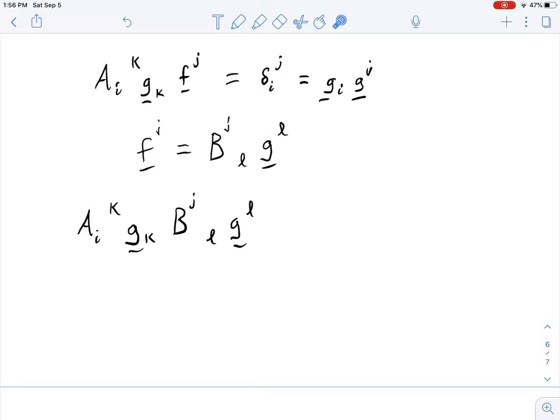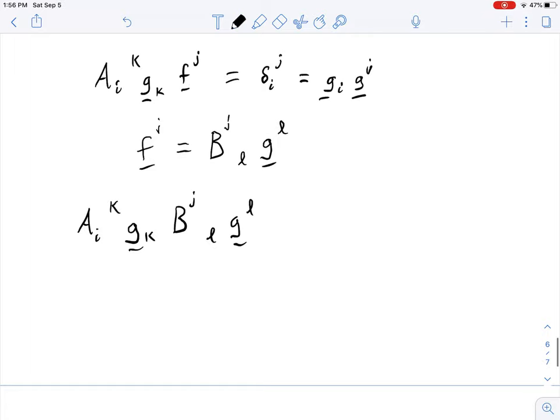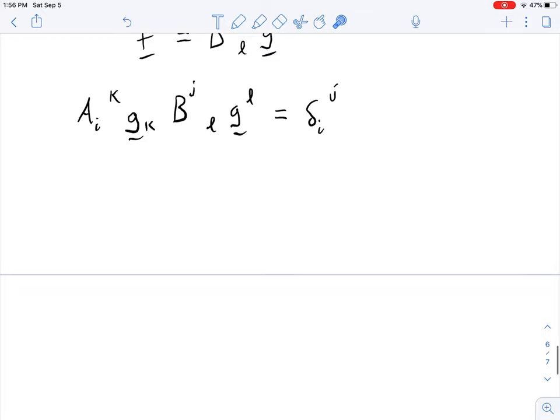That's the vector basis, and this is the dual basis. And that is equal to delta_ij. So you recall that this is F_i and this is F^j. We've just re-expressed them relative to the G's.